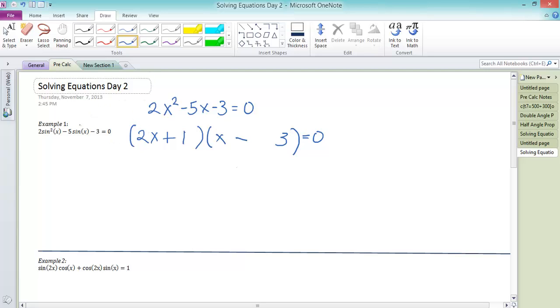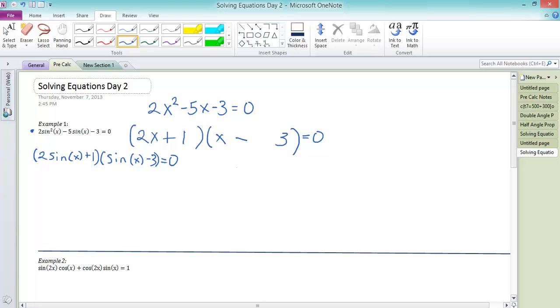But my problem wasn't given in terms of x's, I was given sines, so I need to rewrite this. So this will be 2 sine of x plus 1 times sine of x minus 3 is equal to 0. Now, if you don't believe me, you can go ahead and pause the video now and distribute these back to make sure that we get this equation right here. But why don't we go ahead and continue.